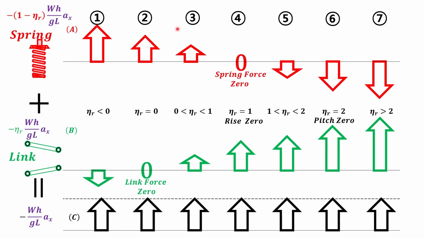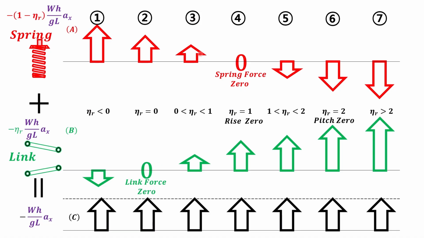easily analyzed. Point 1 indicates that if the virtual reaction point exists below the road surface, the value of eta R is negative, implying that the force tensing the spring is greater than the force compressing the link. Number 2 indicates that if the virtual reaction point is on the road surface, the value of eta R is 0, meaning only the force tensing the spring acts and the force acting on the links is 0.